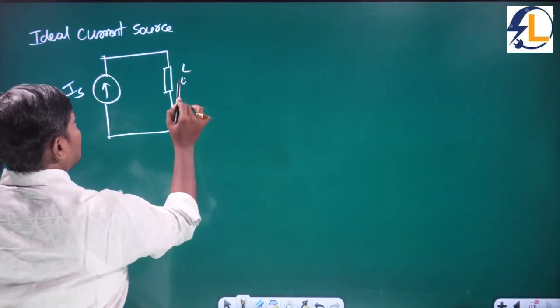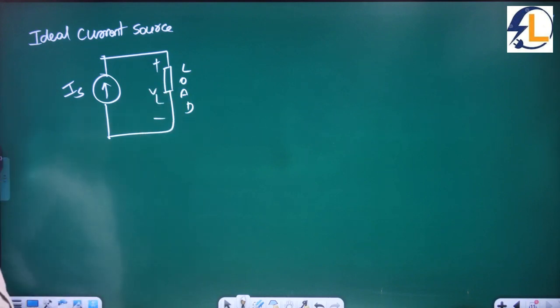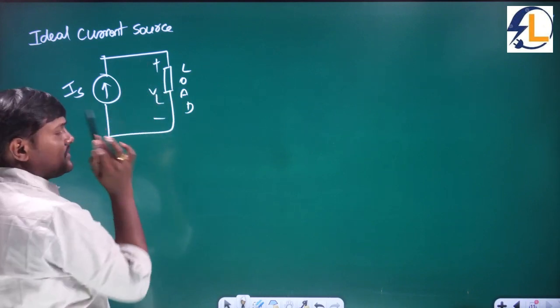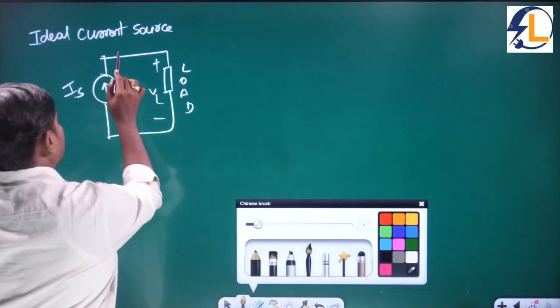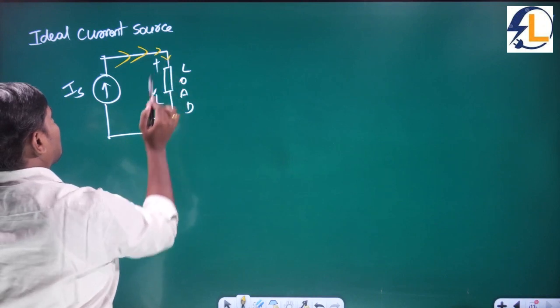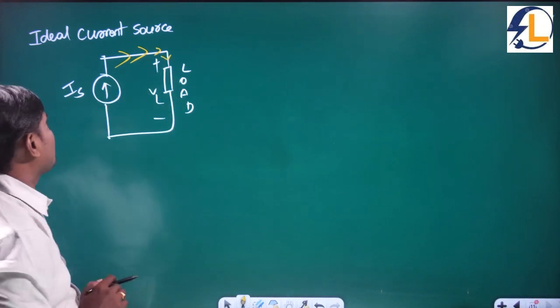And here the load voltage is VL. Always the current flows from higher potential to lower potential. This is the current direction. Current is flowing through the load. Current always flows from higher potential to lower potential.